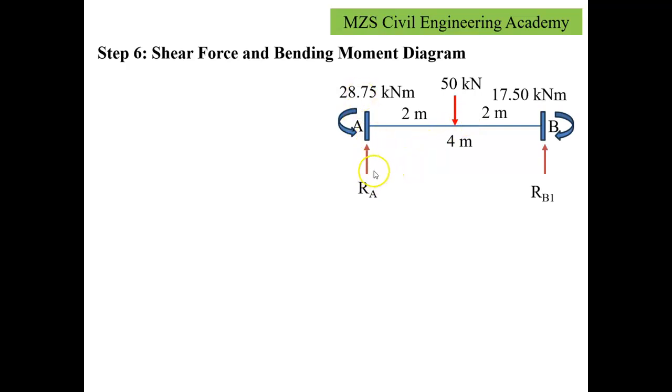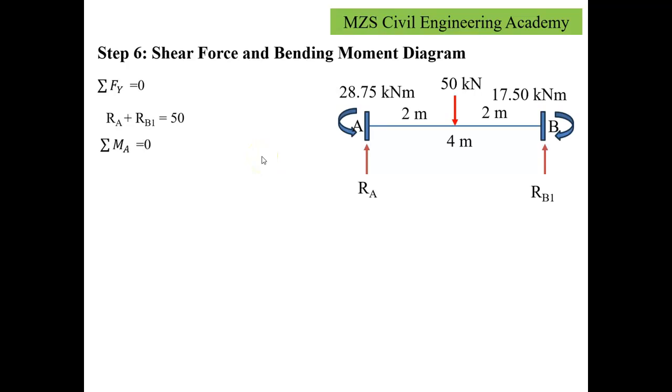The reactive force generated at end A in the vertical direction is RA, and here I will write a second part, RB1. Why RB1? Because it is a common joint between the two spans, so it will have contributions from both sides. The first contribution I'm going to consider is from A to B. That's why RB1. If I write the equilibrium equation in the vertical direction for this case, we get the relation RA plus RB1 equals 50.